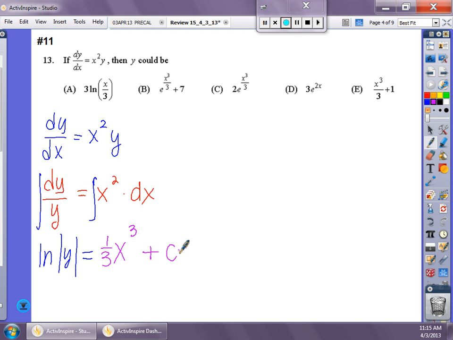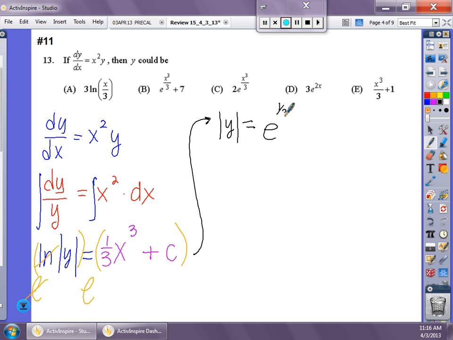Alright, Nathan, what do you think I should do next? E to the everything. That works for me. E to that whole thing, so my ln and e will cancel. Good. I'm going to come over to the right side, and we get absolute value of y is equal to e to the 1/3 x cubed. And instead of the plus c, Noah, what can I write instead of this plus c right here? Good. Times e to the c.